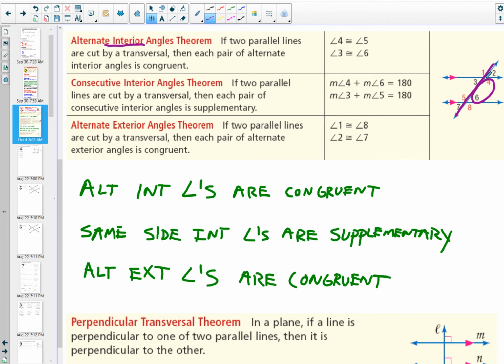Well, our postulate tells us consecutive interior angles are not congruent, they're supplementary. What does supplementary mean? 180. They add to 180. So whenever we're solving for our consecutive interior angles or our same side interior angles, they're going to add up to 180. Got it, Max?